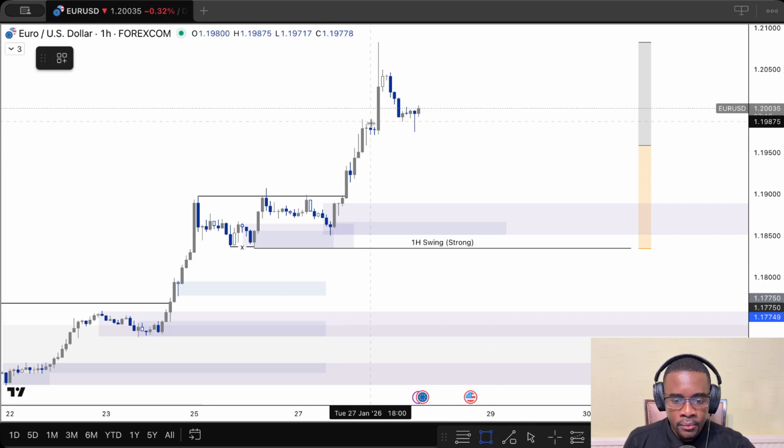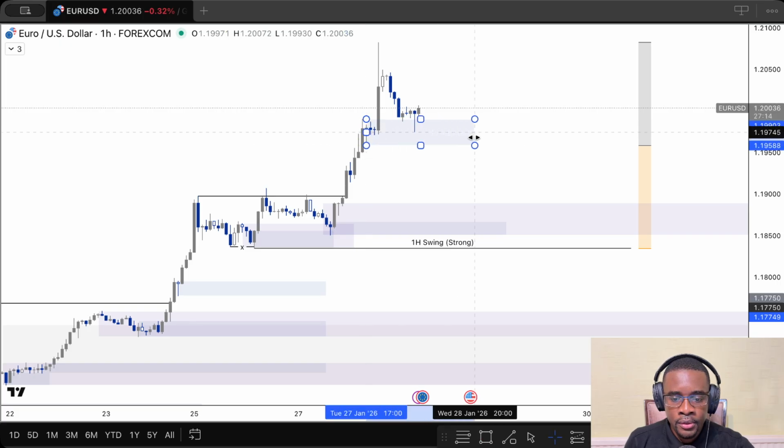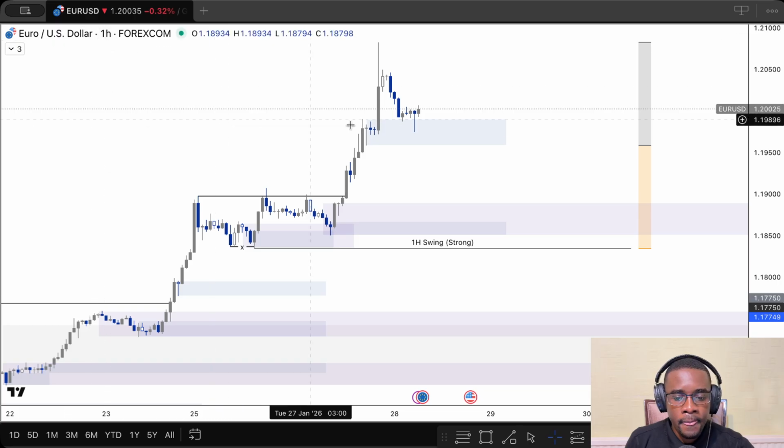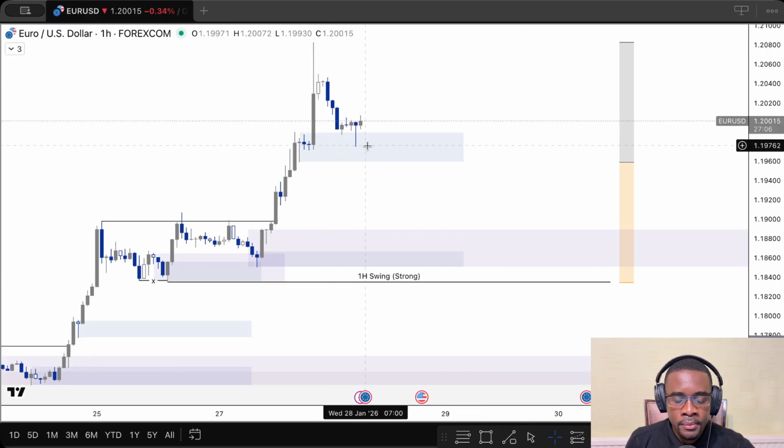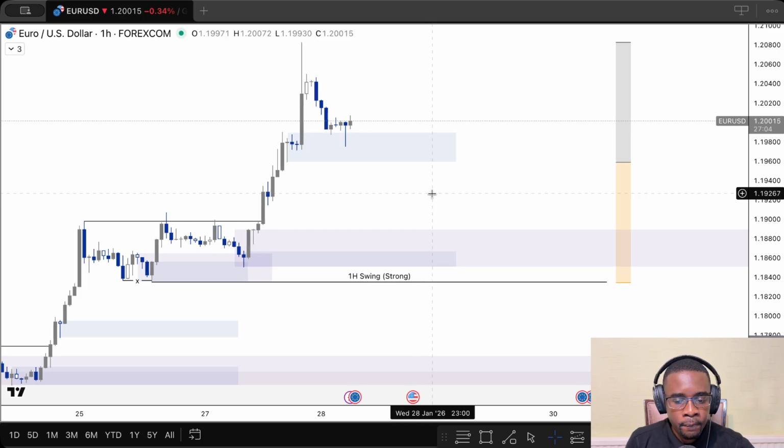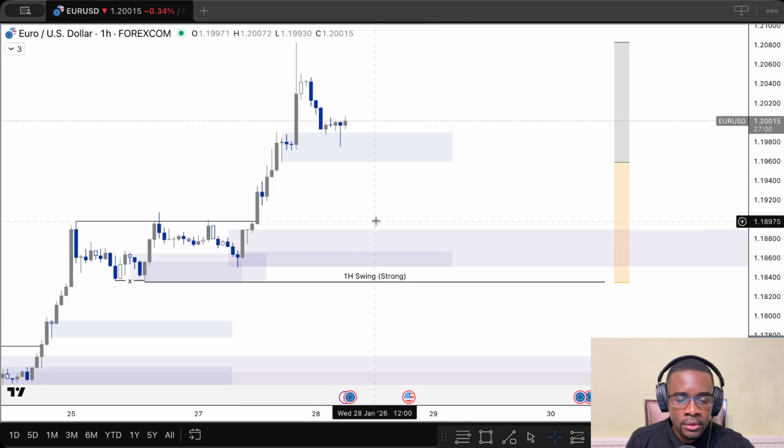And then we already have this area, so I'm just going to mark from the top of the wick to the bottom of the wick right there. Okay, so price has already mitigated this area. And the way price is going, it could continue bullish.